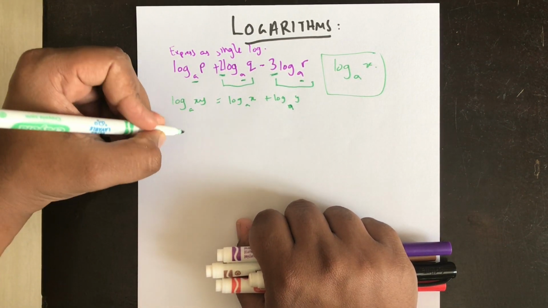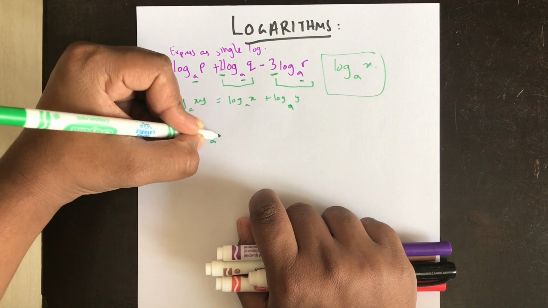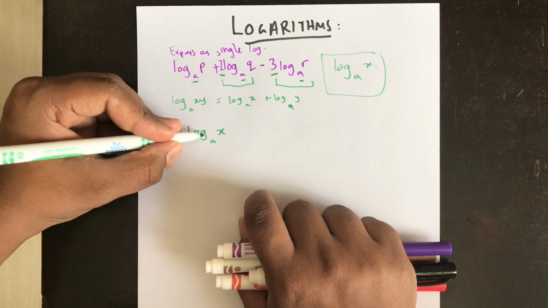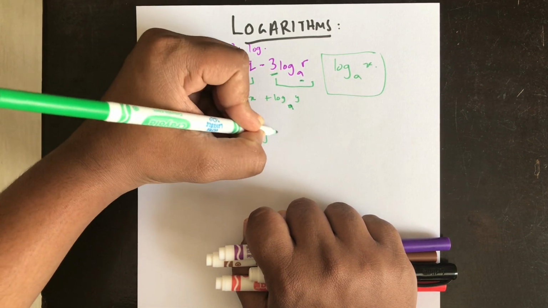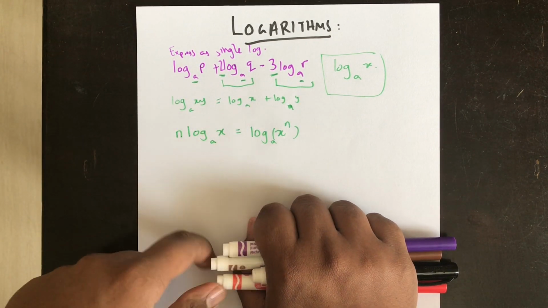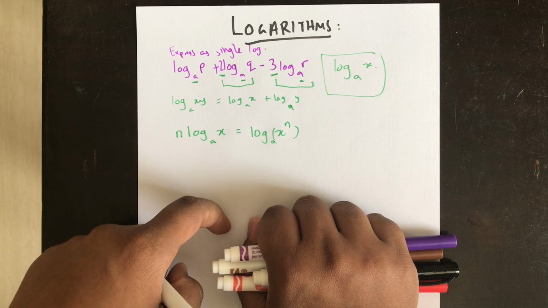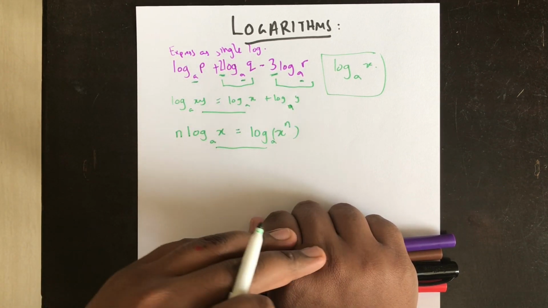Another rule we learned is that n log x to the base a is equal to log x to the power of n base a. This was something else which we derived in the previous videos. You could check that out. So we are using these two rules to solve this equation.